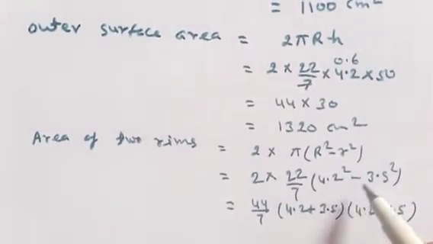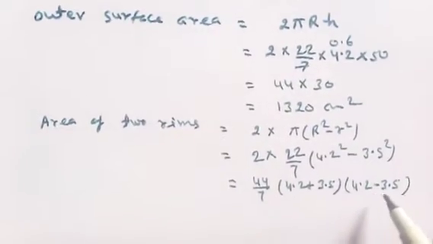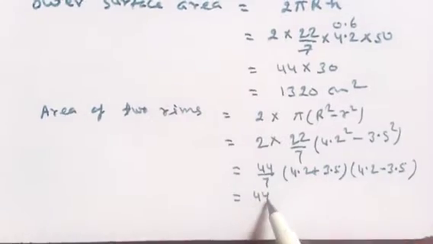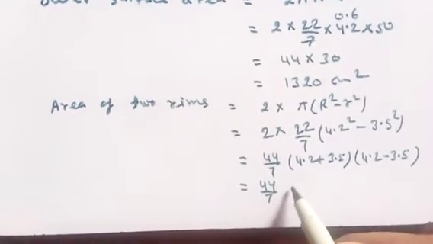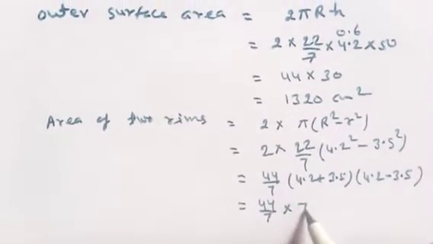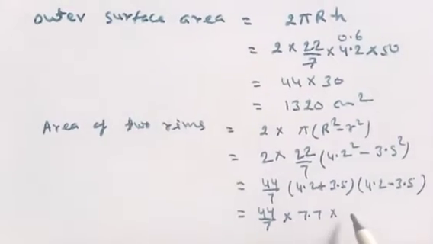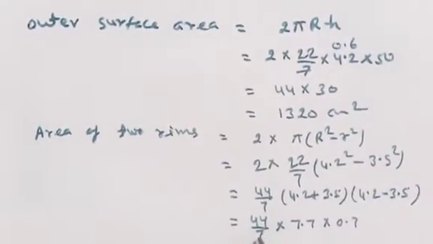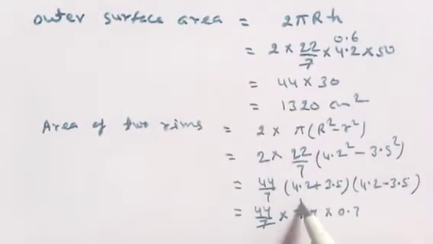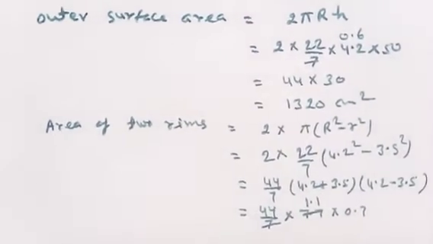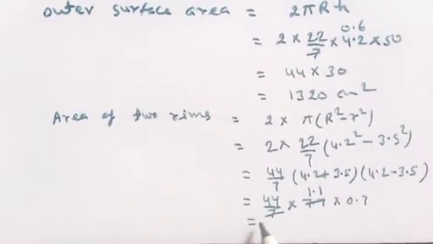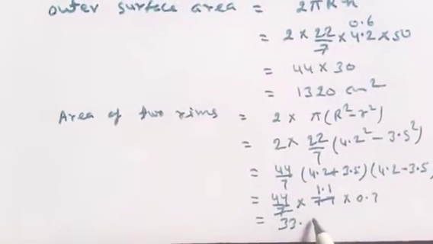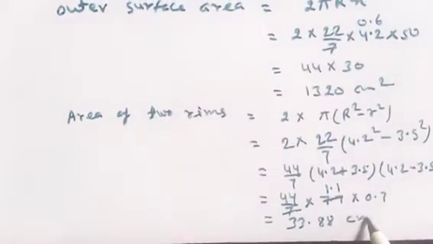We know a square minus b square is equal to a plus b into a minus b, equal to 44 by 7 into 7.7 into 0.7. 7.7 is divisible by 7, 1.1 times, so equal to 33.88 centimeter square.